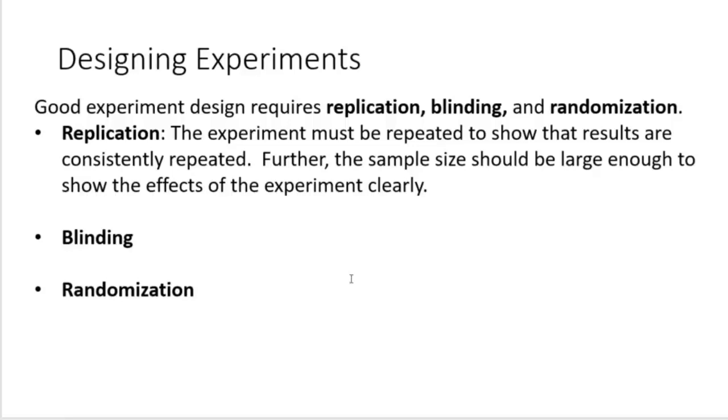In other words, I did this to this group of people and this was their response, but it wasn't just this group. It was over and over and over. The experiment must be repeated to show that the results are consistent. You want the results to be consistently repeated when you repeat the study. And the sample size should be large enough to show the effects of the experiment clearly. If you only do one sort of experiment, that is not good.